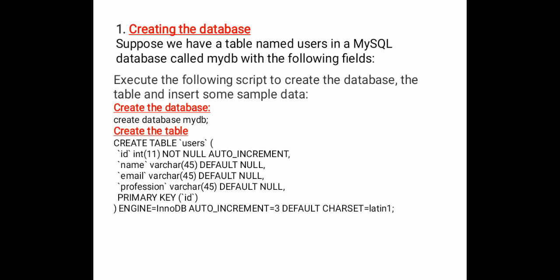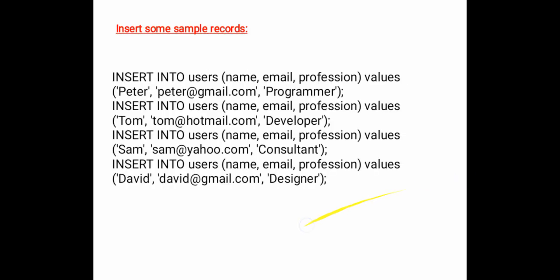Then name, that is default null. Then email, that is also default null. Then profession, that is also default null. And ID is created as primary key. Then we are applying what engine we are using. InnoDB, auto increment is assigned as 3 and default character set is assigned as Latin 1.